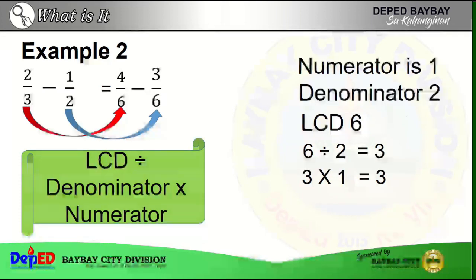Now we can easily subtract the fractions since they are similar fractions. This is equal to 4 minus 3 all over 6. So 4 minus 3 is equal to 1. Then copy the denominator 6.